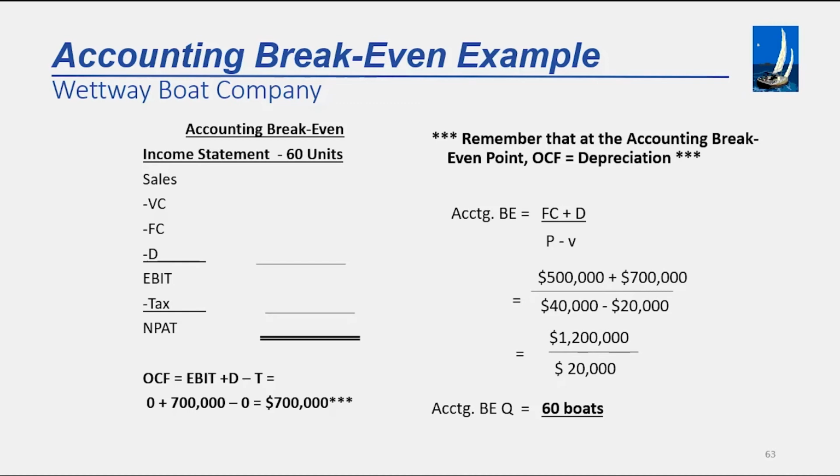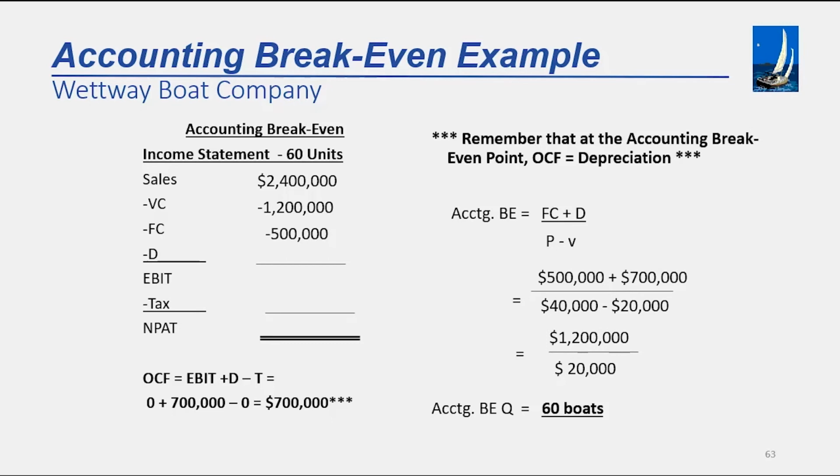Now let's prove that that's right. If 60 boats is correct, I should be able to get EBIT of 0, taxes are 0, and NPAT is 0. My sales are 2.4 million, which is 60 boats times 40,000 per boat. Variable cost is 60 boats times 20,000 per boat, or 1.2 million. Again, half my sales number.